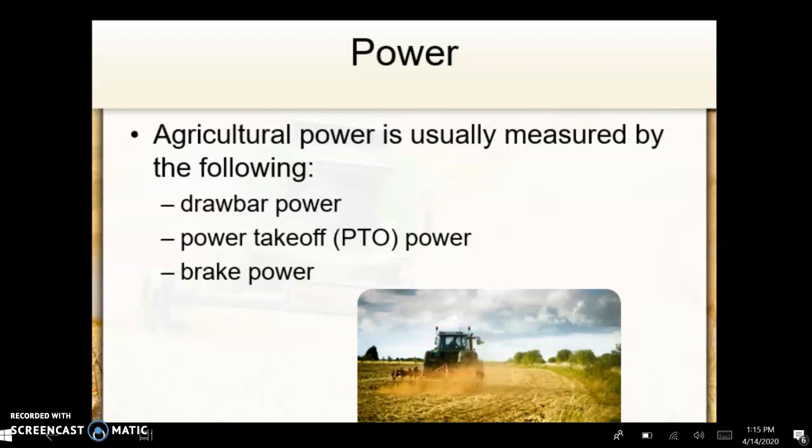So we left off talking about how we measure agricultural power and how do we measure the power of a tractor. Now, obviously, horsepower is the unit that we use, but you might be surprised to know that we actually measure the amount of horsepower that a tractor has at a few different points of that tractor. It's different than a car or a truck.